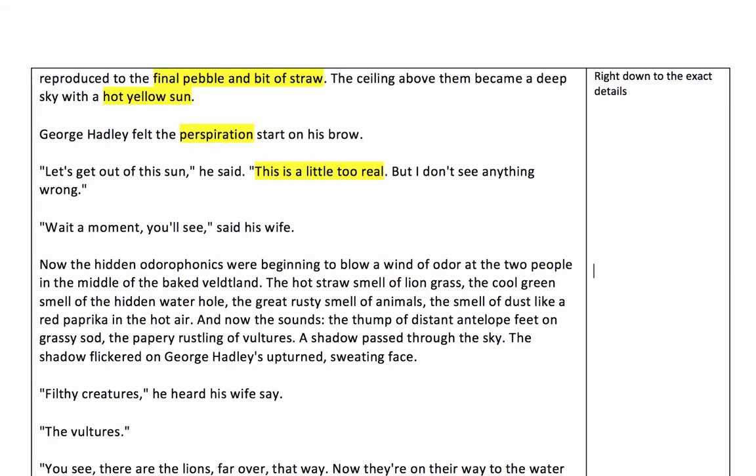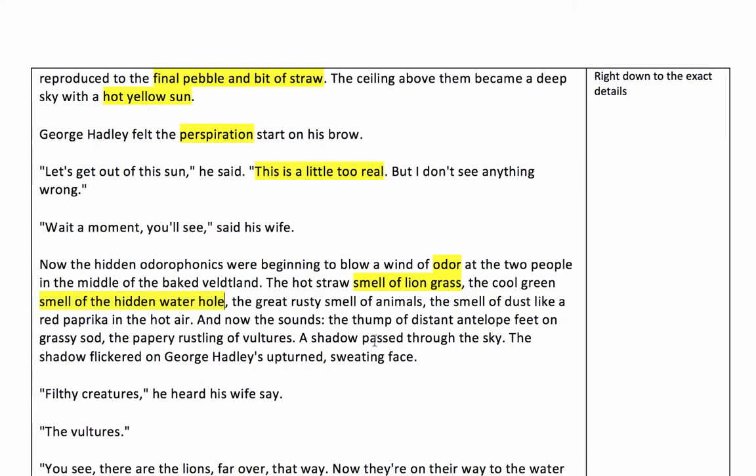Now the hidden odorophonics were beginning to blow a wind of odor at the two people. So you've got the smell of lying grass. Focus on the words, on the sense of smell here. Odor, and then the smell of grass. So odorophonics is probably some kind of mechanism that releases smell. And then you have the smell again of the water hole, smell of the animal, smell of dust. Get the picture?